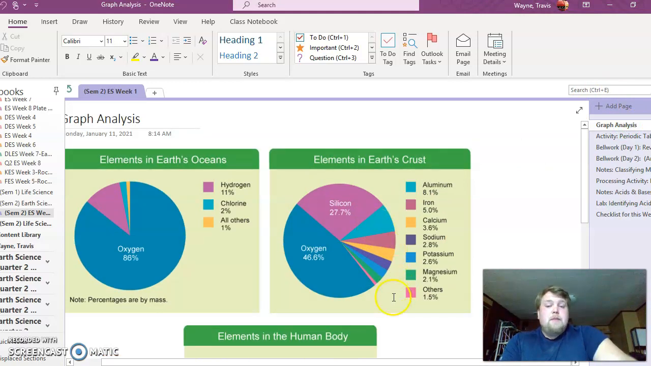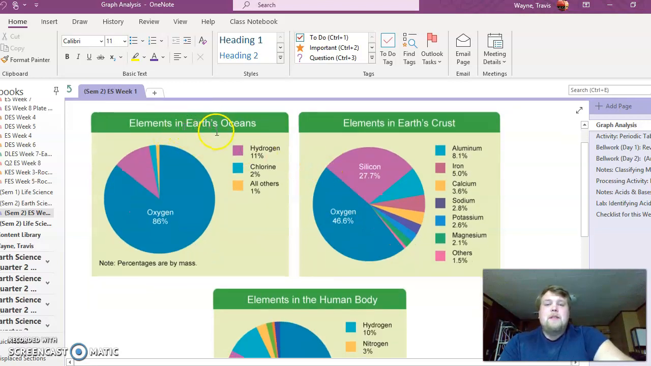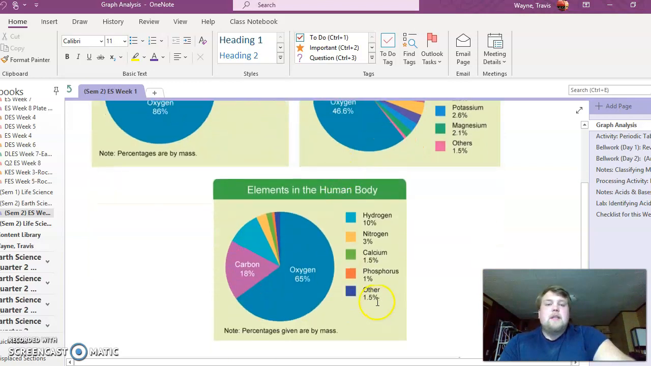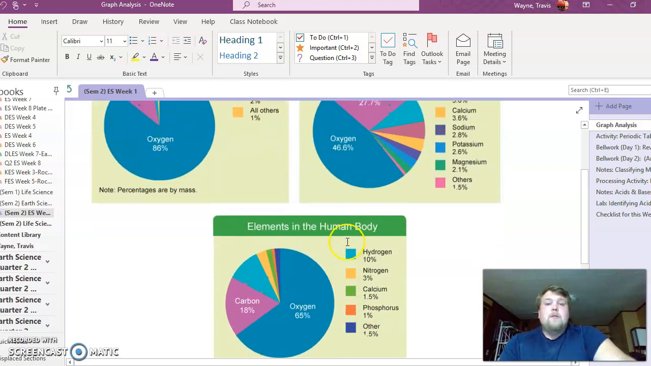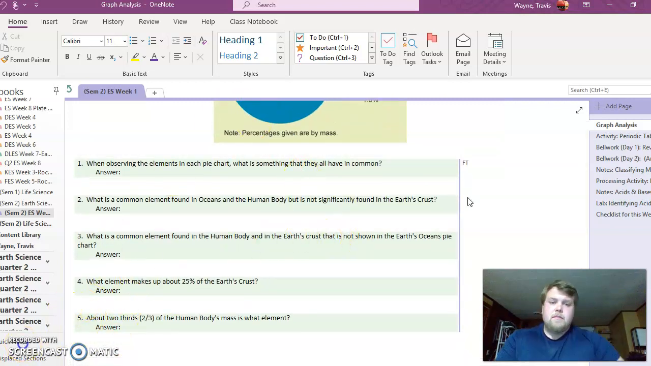I'm not going to spend much time explaining what the graph analysis is, because this should be something that is relatively familiar compared to the first quarter. Looking at here, we have elements in the Earth's oceans, elements in the Earth's crust, and elements in the human body. So based off of those 3 pie charts, you have 5 simple questions that will go with that.